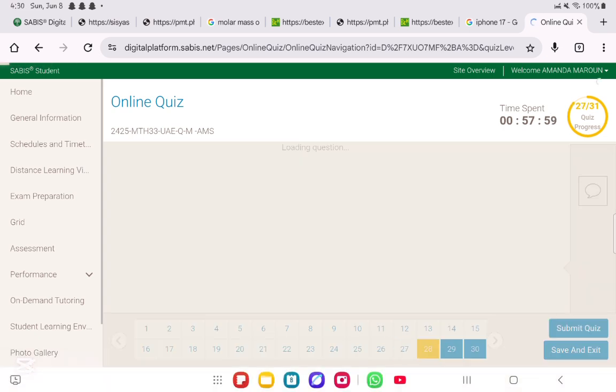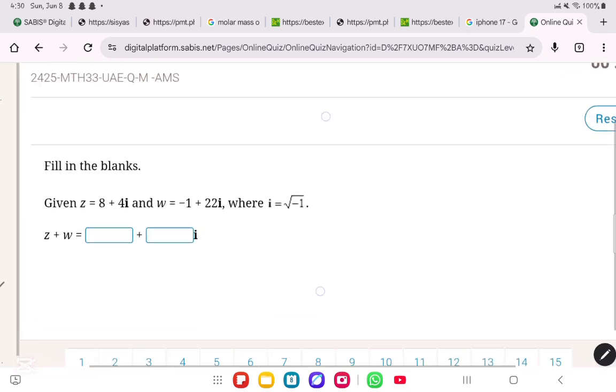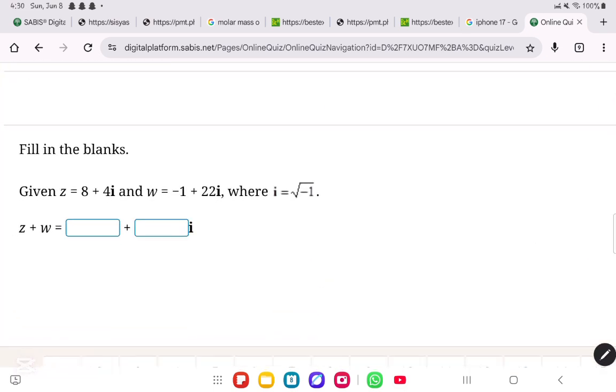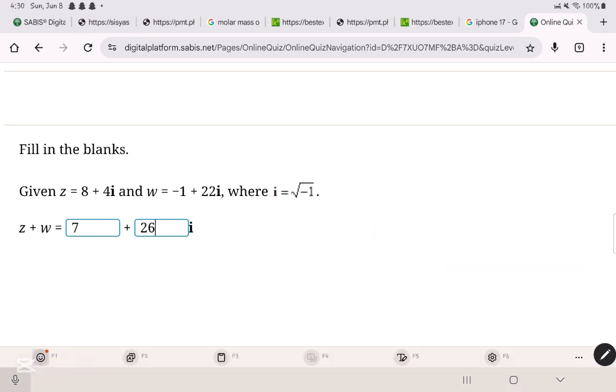We move on to the next question, which is question number 28. They want to find z plus w. Very simply, z is 8 plus 4i and w is minus 1 plus 22i. All you need to do is add them. 8 plus minus 1, that's 7. And 4i plus 22i, that's 26i. So very simply, 7 plus 26i.